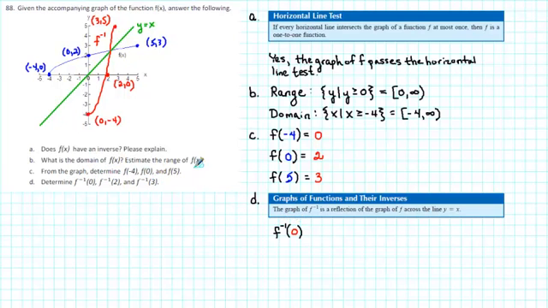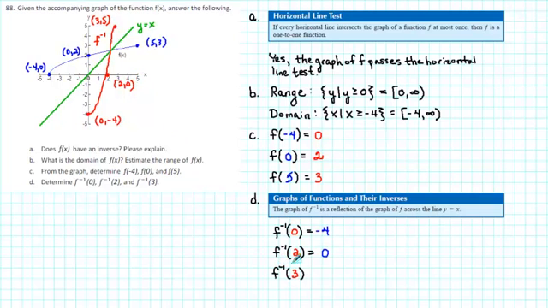To find f inverse of 0, we locate 0 along the x-axis and draw a vertical line. It intersects the graph of f inverse at the point (0, -4), therefore -4 is equal to f inverse of 0. To find f inverse of 2, we locate 2 along the x-axis, draw a vertical line, and notice that the vertical line intersects the graph of f inverse at the point (2, 0). Therefore, 0 is equal to f inverse of 2.